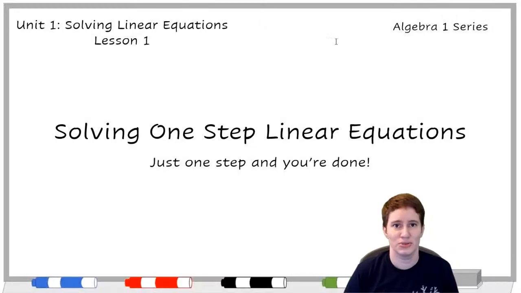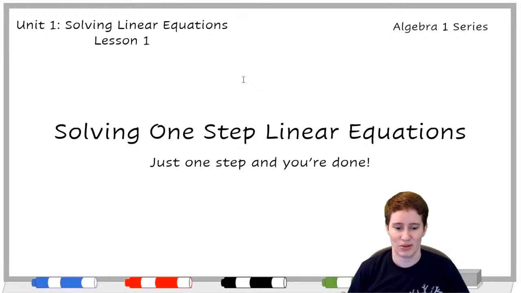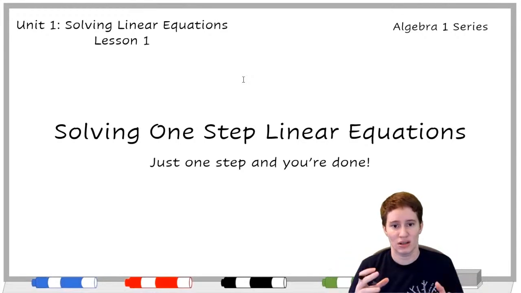Hey there, welcome to lesson 1 of Algebra 1, solving one-step linear equations. Pretty excited for us to get started with this. So I'm creating my own Algebra 1 course. That's my goal right now. So I've got Unit 1 is all about solving linear equations.